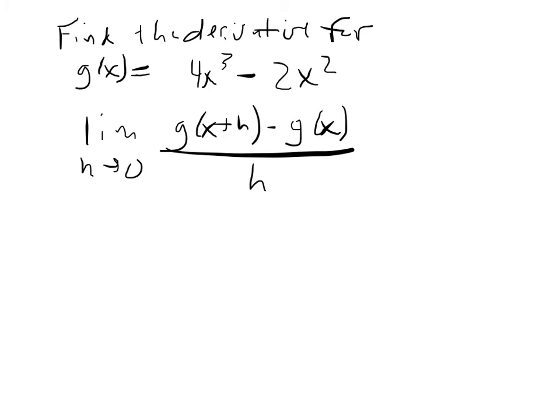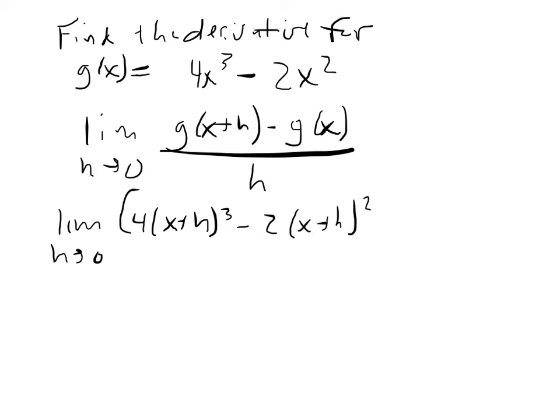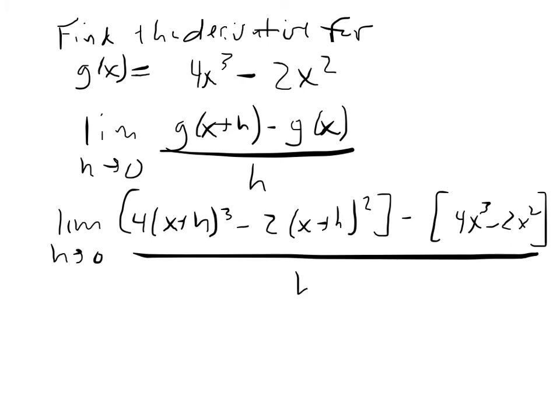So now I go ahead and, g of x is 4x cubed minus 2x squared, so I'm simply going to plug in. It's not going to be fun algebraically perhaps, but I'm simply going to plug in x plus h for x, so I'll get 4 times x plus h quantity cubed minus 2 times x plus h quantity squared. That's g of x plus h, minus g of x, which is 4x cubed minus 2x squared, all over h.